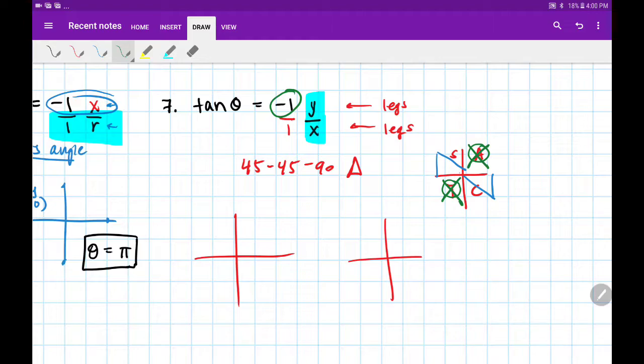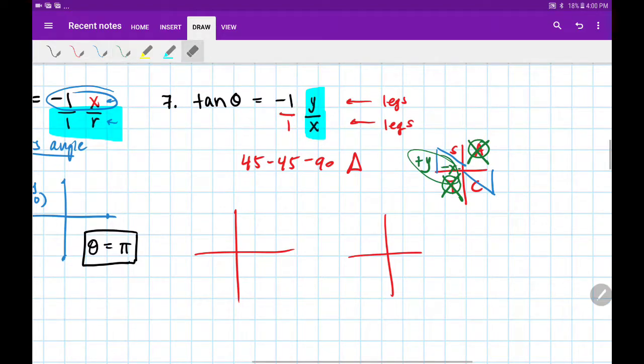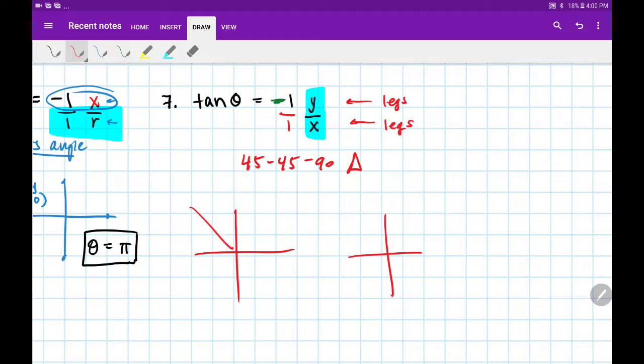And that makes sense, right? Because in quadrant 2, I have a negative x and a positive y. So when I divide them, tangent will become negative. And then in quadrant 4, I actually have a positive x and then a negative y. But when I divide them, again, my tangent will turn out to be negative. So you can also think of it that way. So we're going to have 1 in quadrant 2 and 1 in quadrant 4.